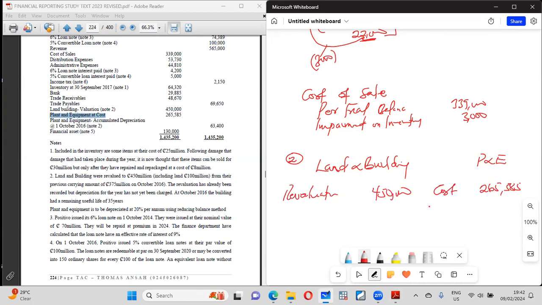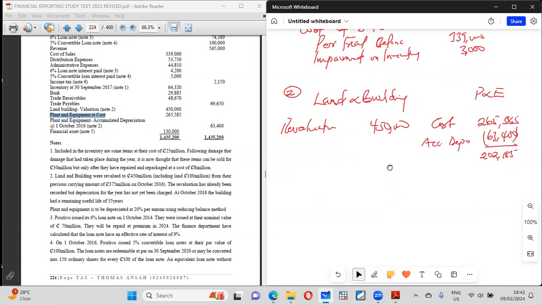265,585. Then the accumulated depreciation is 63,400. So if we deduct, what is the figure we are having? 265,585 minus 63,400 gives me 202,185. Good. Then we are asked that reducing balance. What is the rate? 20%. So we will do 20% of this figure.